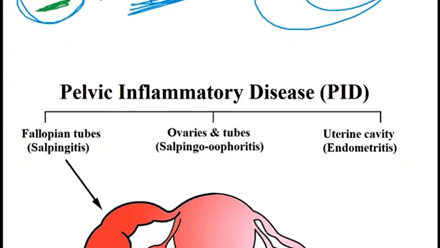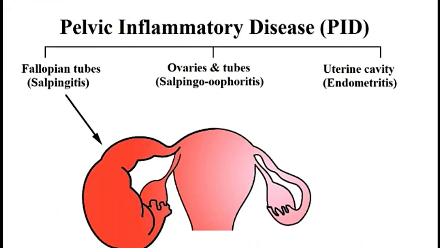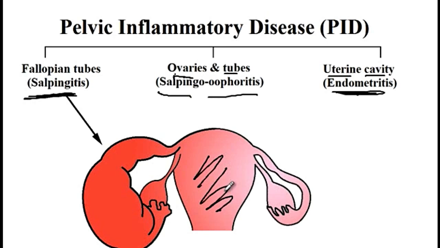The next condition is the pelvic inflammatory disease, and it can be divided into three types. It can affect the fallopian tubules, and it's referred to as salpingitis if it's only affecting the fallopian tubules. So here you can see that there is an inflammation of the fallopian tubules that has been enlarged in size from the infection. Then if it's affecting both the ovaries and the tubes, then it's referred to as salpingo-oophoritis. And then if it's only affecting the uterine cavity, then it's referred to as endometritis, which would be in the uterine cavity.